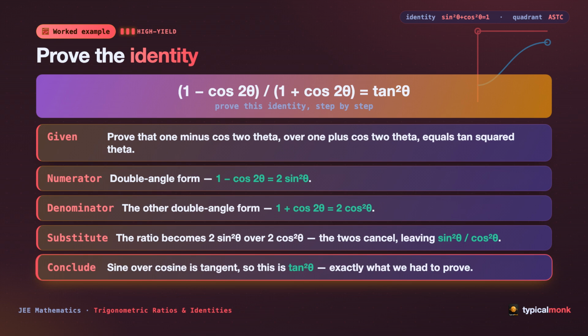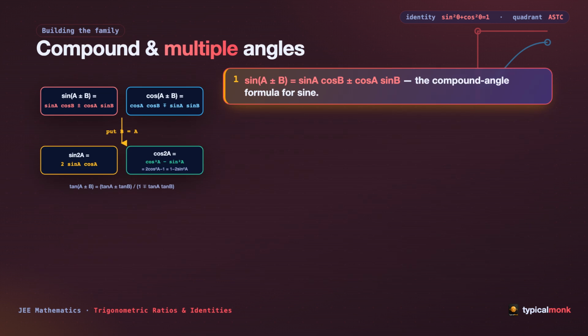Notice the path: numerator, denominator, substitute, conclude. The same double angle forms unlock most identity questions JEE can ask. Now the heart of the chapter, where the double angle formulas actually come from. Look at this panel of 4 formula cards.